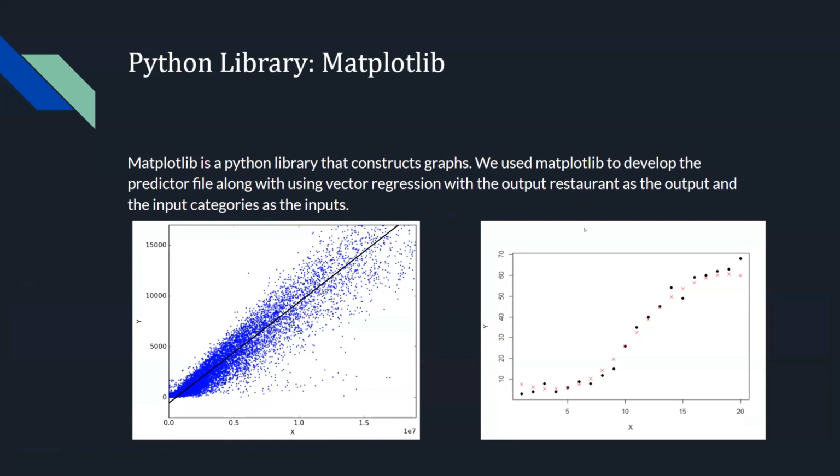And here are some of the Python libraries. We use matplotlib, which is a graphing library, and we use this to develop the predictor itself, using vector regression with the output restaurant as the output, and the categories as the inputs.